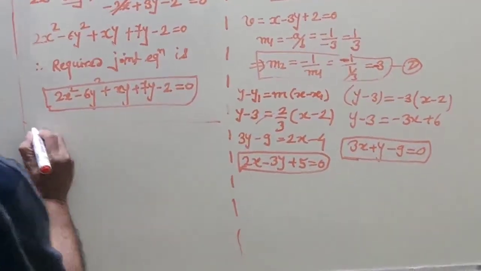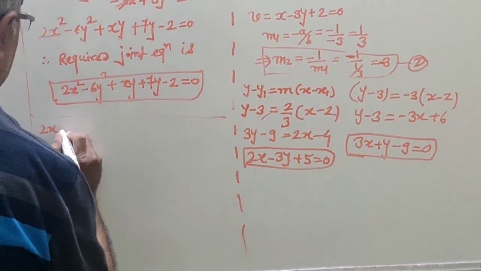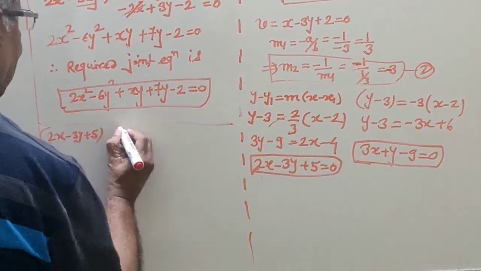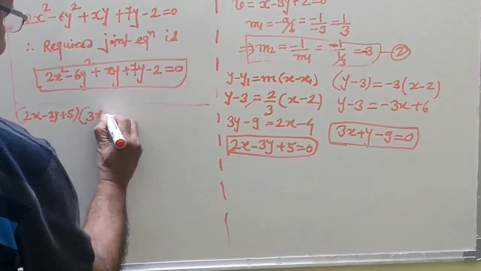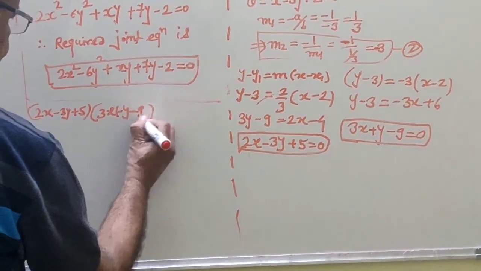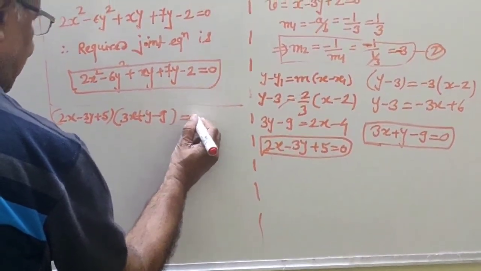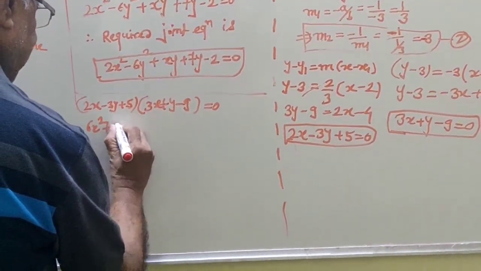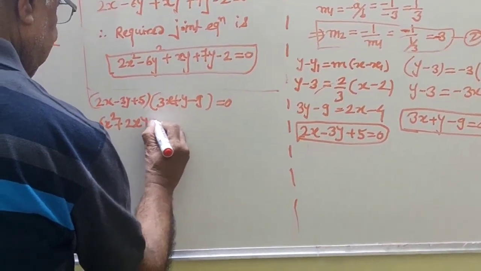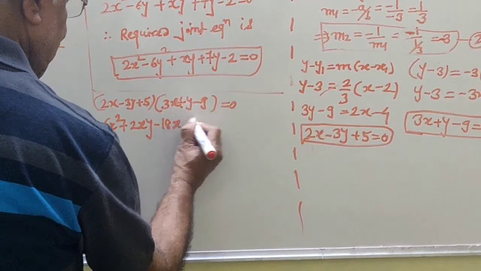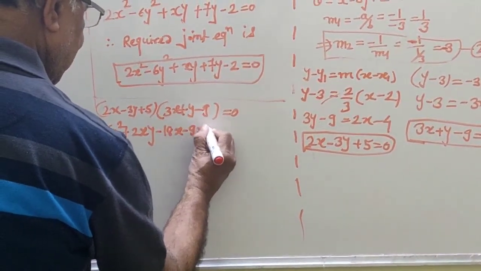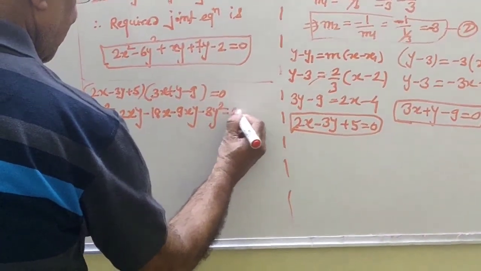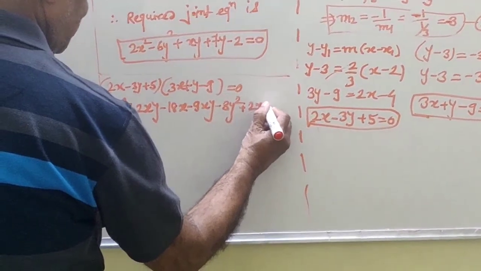Now I will start multiplying these two equations: 2x minus 3y plus 5, multiplied by 3x plus y minus 9. Now start multiplying. 6x square will come here, plus 2xy, minus 18x, minus 9xy, minus 3y square, plus 27y.